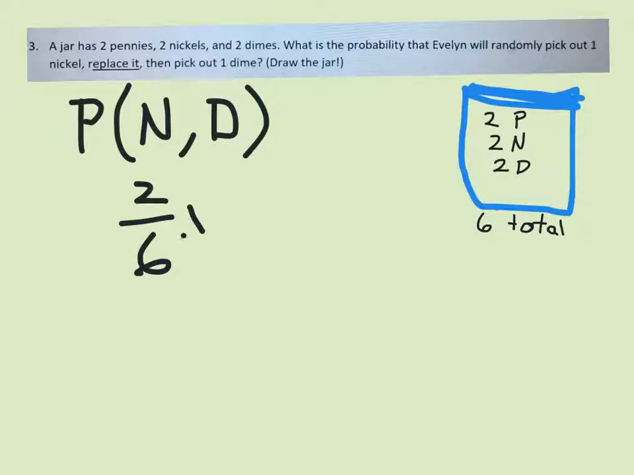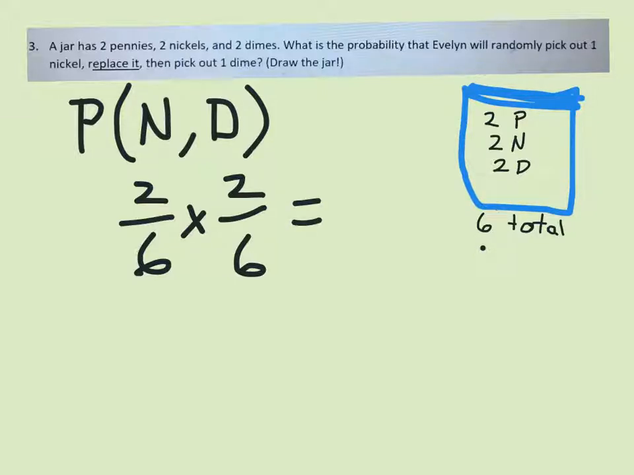Then I'm going to multiply that probability with the next thing I'm trying to do. I'm trying to now pick out a dime. So I replace my nickel, put it back in the bag, so I still have the same amount of things in the jar. Sorry, not in the bag, in the jar, and 6 total. So picking out a dime, I again have 2. So I have 2 chances out of 6 to get a dime.